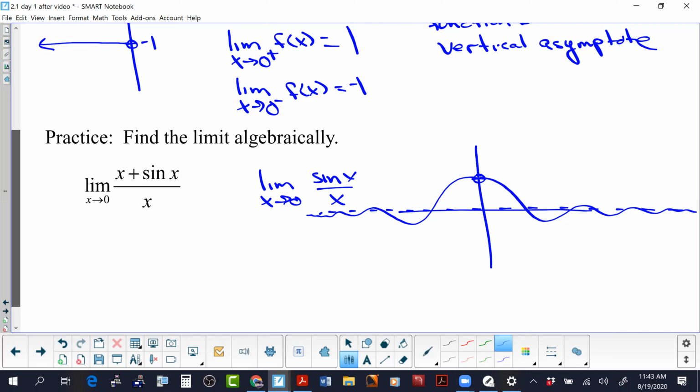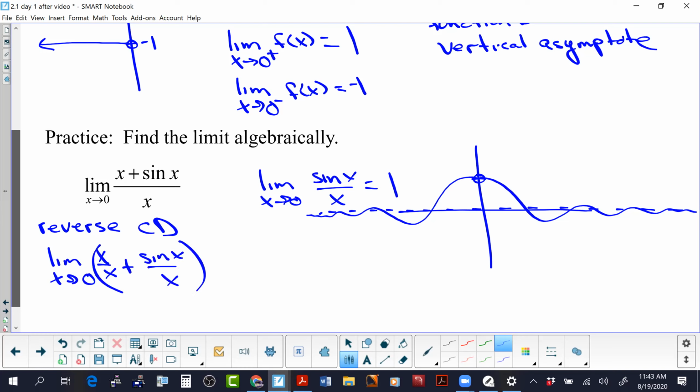So to solve this one, we're going to use the fact that that's 1. And I call it reverse common denominator. I mean, it's still common denominator, but it's backwards. We're splitting it back up. X over x plus sine of x over x. That's completely legal in Nebraska to do that. Common denominator.